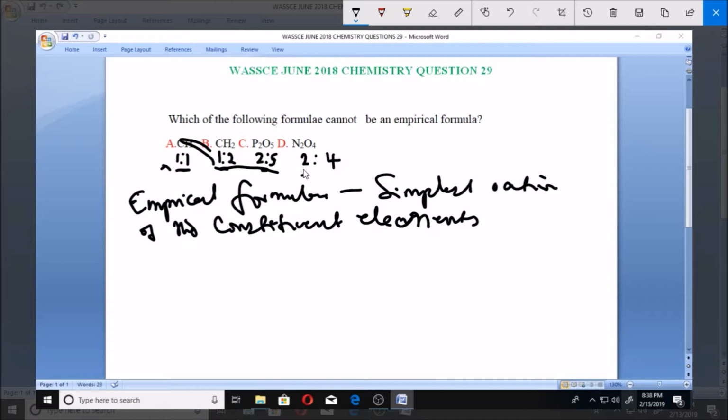But here, if you divide through by 2, you're going to have 1:2. So you can still bring this N2O4 down further. You can bring it down further to have NO2. So you can actually have NO2 as the empirical formula, or the formula with the simplest ratio. So that makes D the answer to this problem. So D is the right option, NO2.